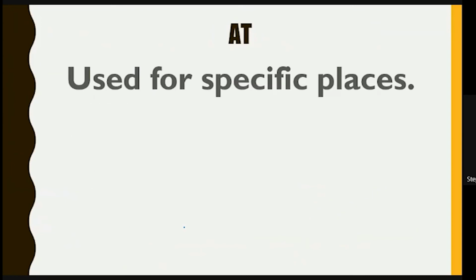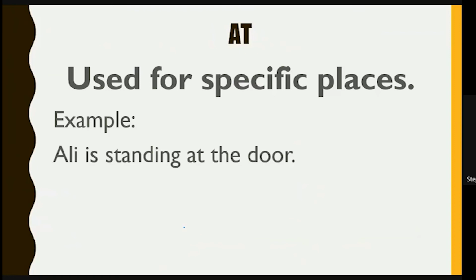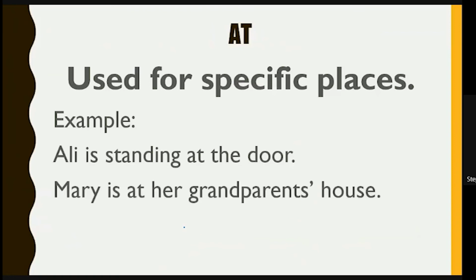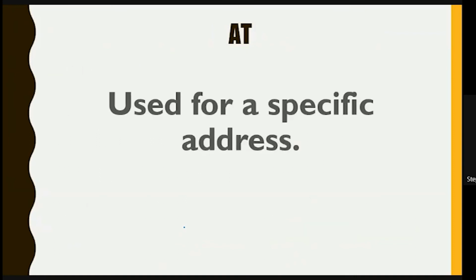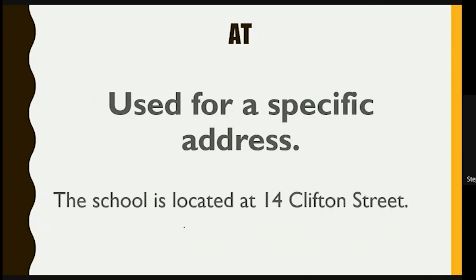The preposition at is used for specific places. For example, Ali is standing at the door. Mary is at her grandparents' house. We had lunch at Ahmed's house. It is used for a specific address. The school is located at 14 Clifton Street.